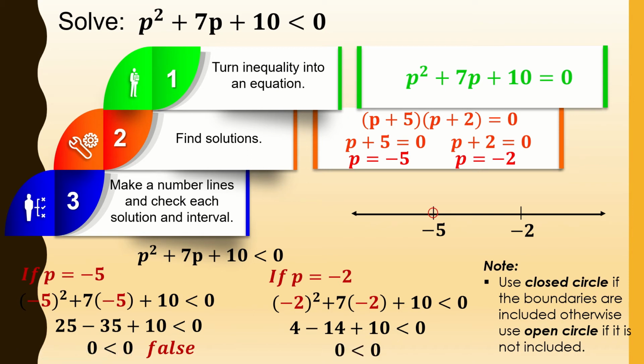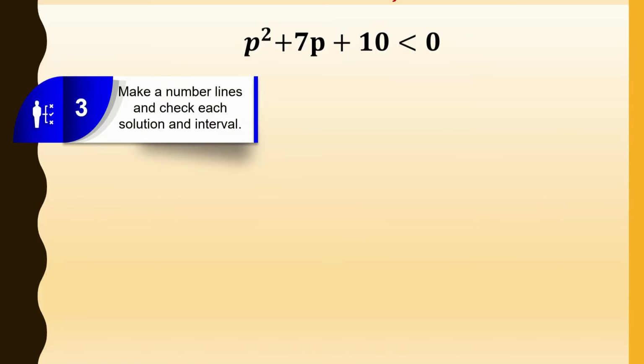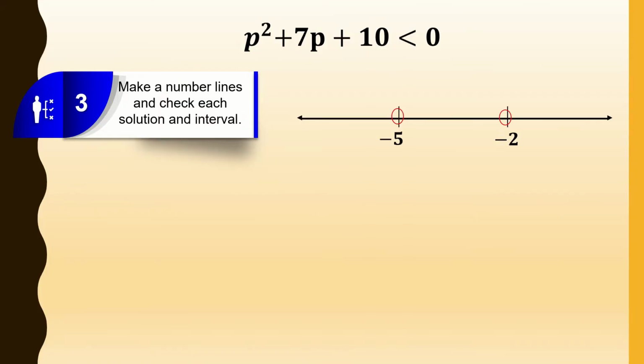Again, this 0 should be equal to 0 and not less than 0. For now, the solutions are also not included, so we will use an open circle. Now, same as what we did in our first example, we will choose one point each from negative 5 up to negative infinity, points between negative 5 and negative 2, and points between negative 2 and positive infinity.